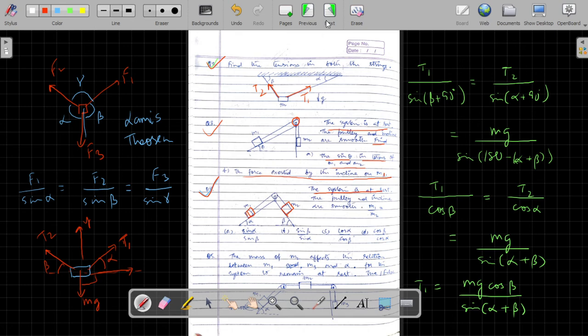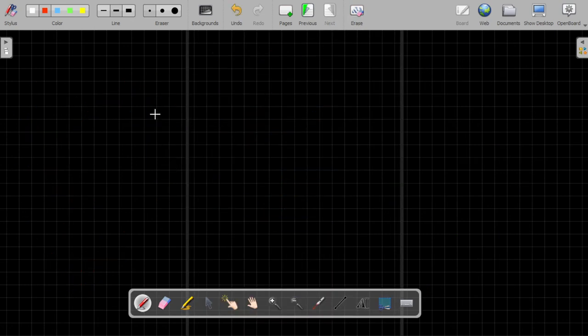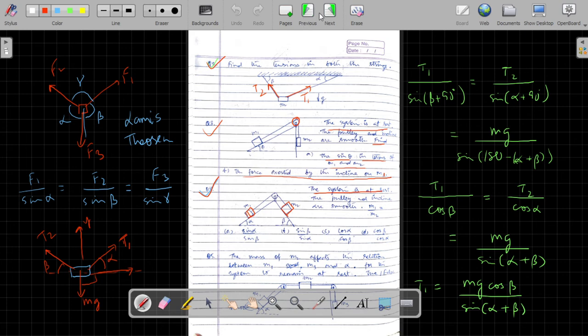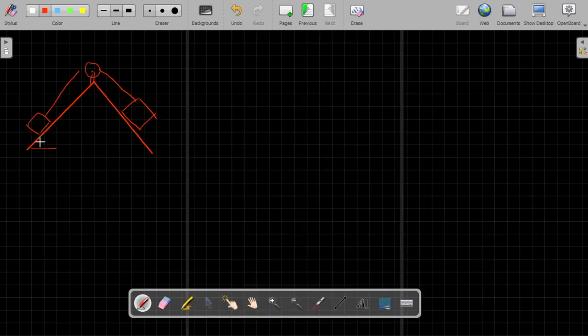So again, we will be drawing the inclines, except in this case we will be drawing two inclines, and there is a single pulley which is able to balance out the weight of two blocks m1 and m2, which are making the angles alpha and beta with the horizontal. So this angle is alpha and this angle is beta. This mass is m1, this mass is m2.